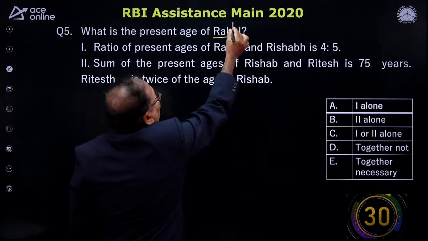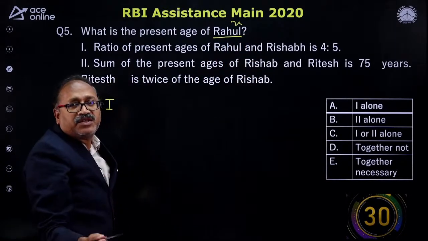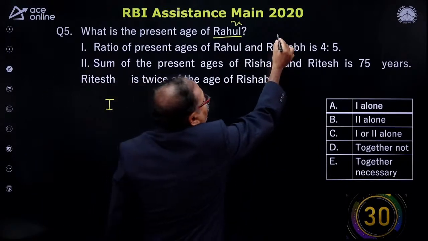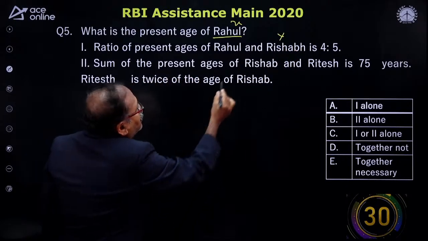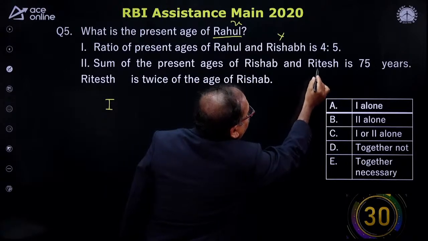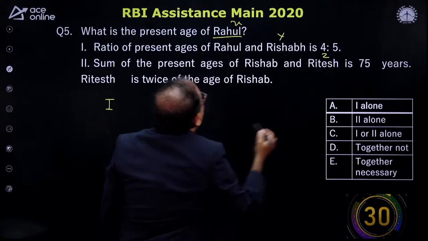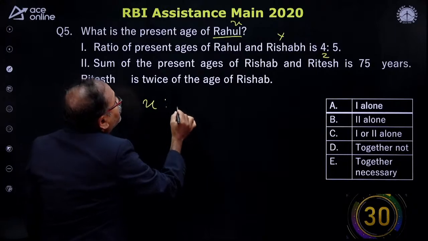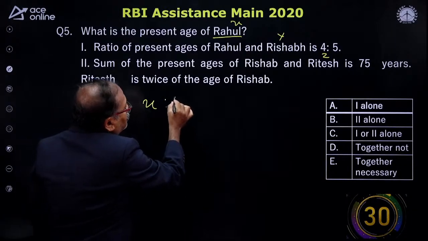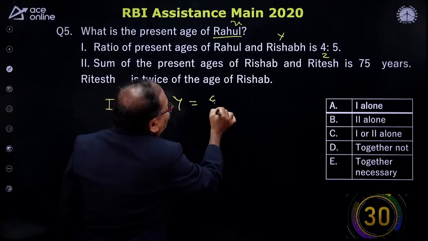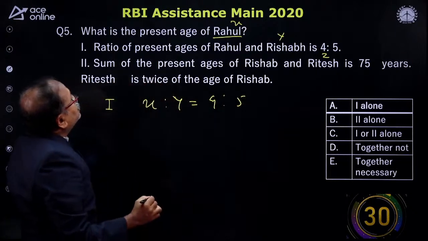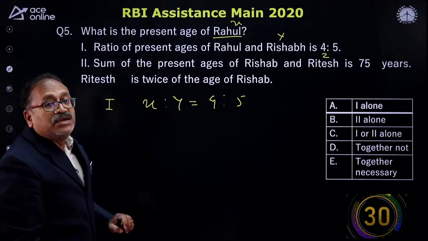I will consider Rahul as X. All of them start with R, so let's change the variables. Rishabh is Y, and there is another person, Ritesh, who is Z. So from statement 1, X is to Y is 4:5 is given to us. So I will not be able to find out the present age of Rahul.